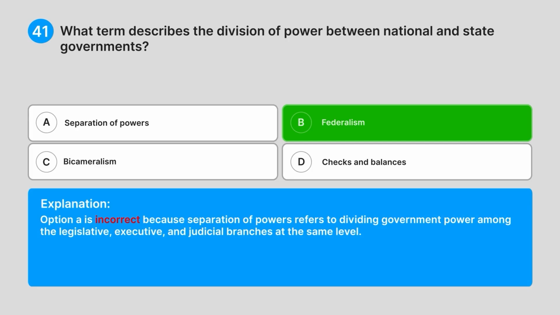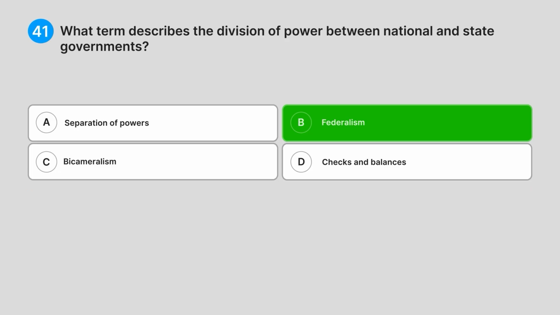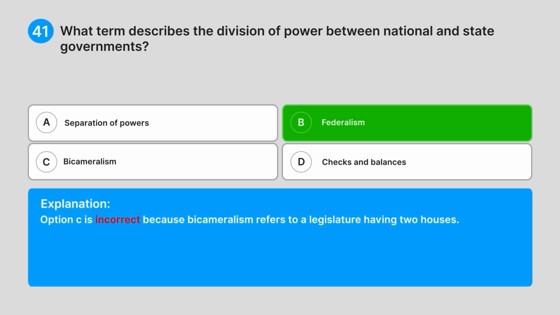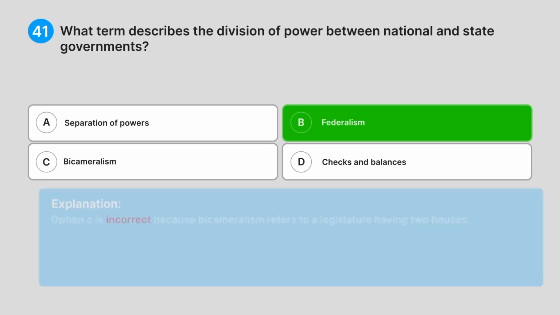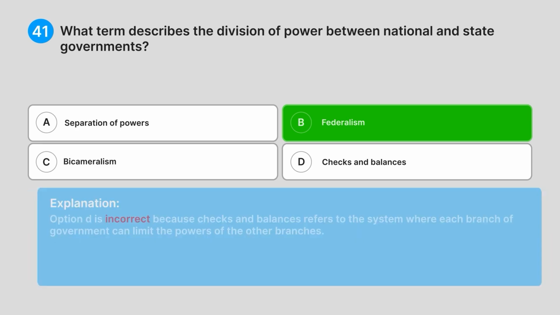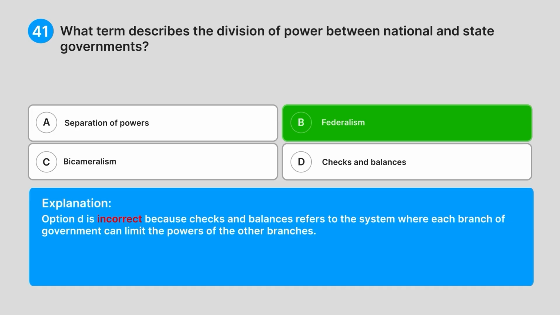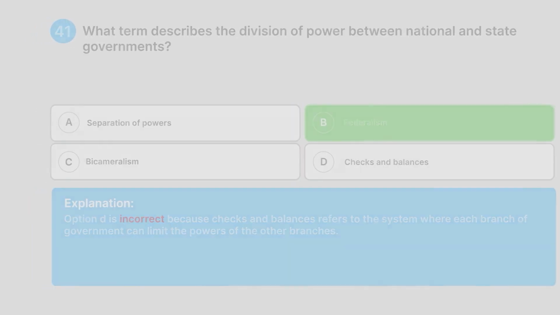Option A is incorrect because separation of powers refers to dividing government power among the legislative, executive, and judicial branches at the same level. Option C is incorrect because bicameralism refers to a legislature having two houses. Option D is incorrect because checks and balances refers to the system where each branch of government can limit the powers of the other branches.